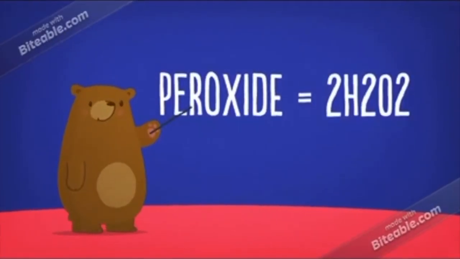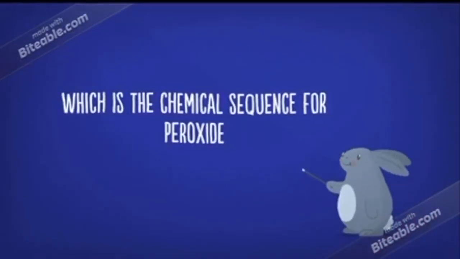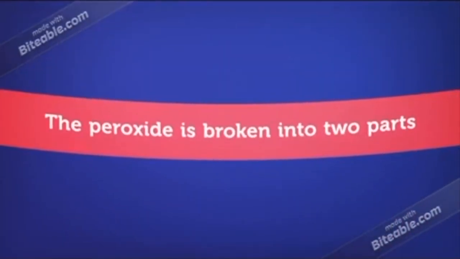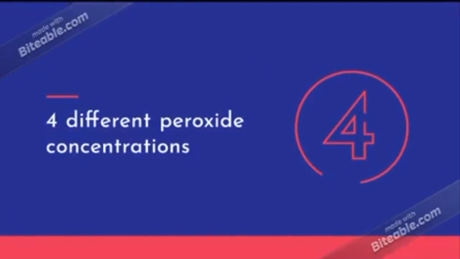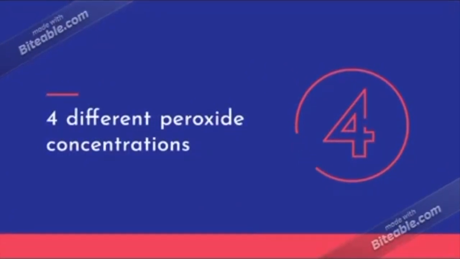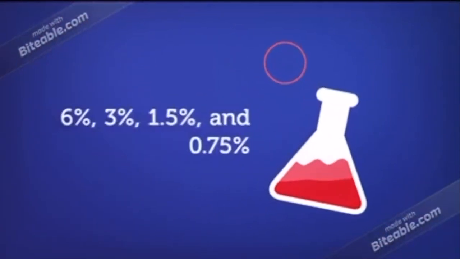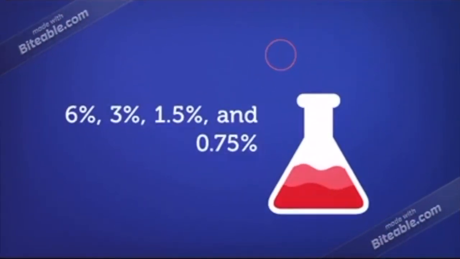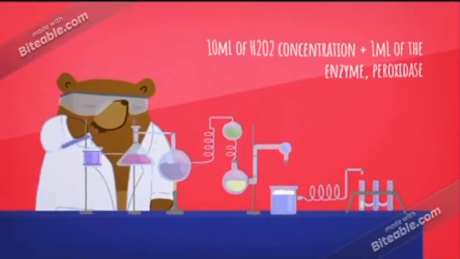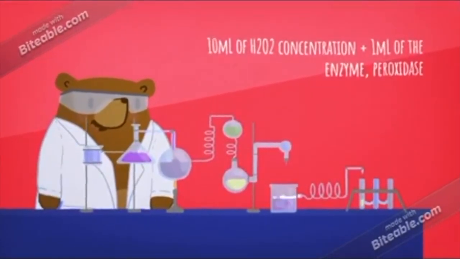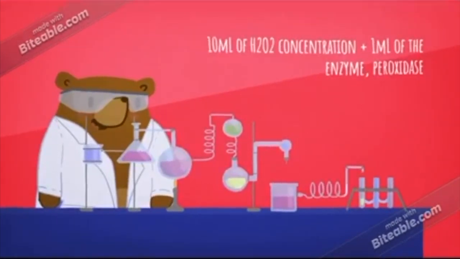Peroxide can be referred to as 2H2O2, which is its chemical formula. The peroxide is then broken down into 2H2O and O2, and that is where the oxygen that is being released comes from. The 4 different concentrations of hydrogen peroxide, or H2O2, that we used were 6%, 3%, 1.5%, and 0.75%. We mixed 10 milliliters of each H2O2 concentration with 1 milliliter of our enzyme peroxidase in each trial.